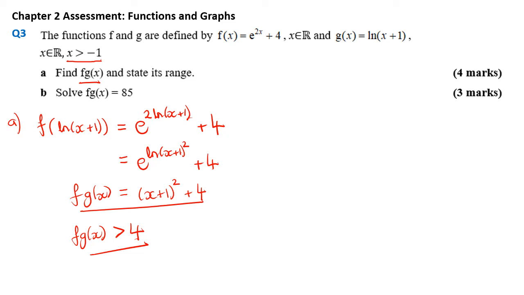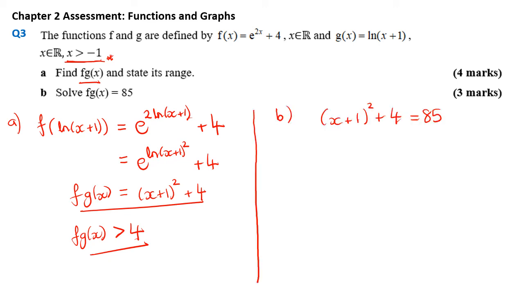Note that if I didn't have this restriction on my domain and x could be any real number, then it would be possible for x to equal -1 and fg of x could equal 4. So that would be a greater than or equal to 4 there. But because of that restricted domain greater than -1, my range is restricted as well.